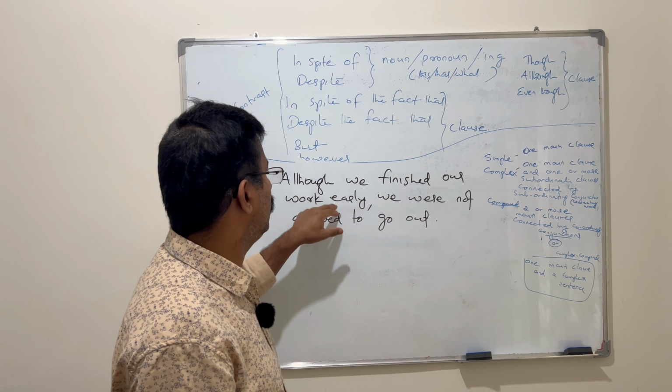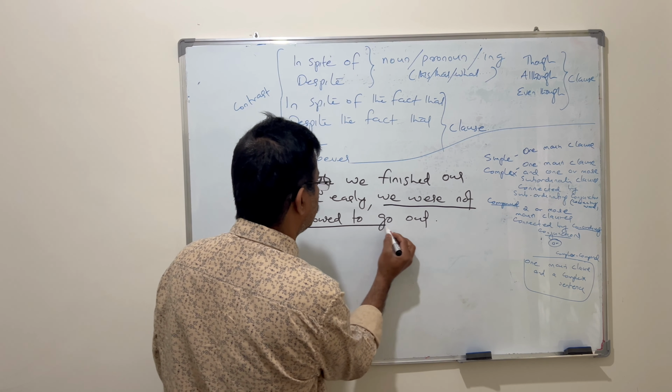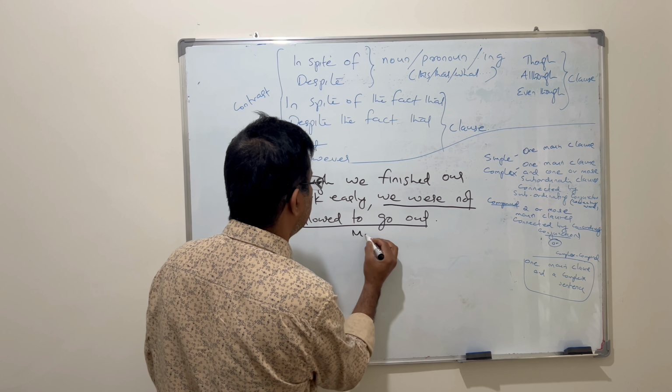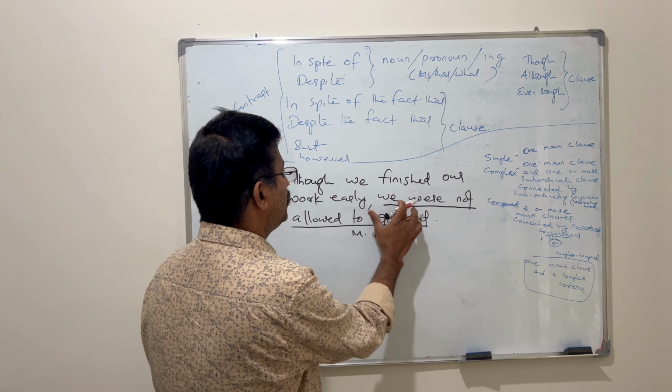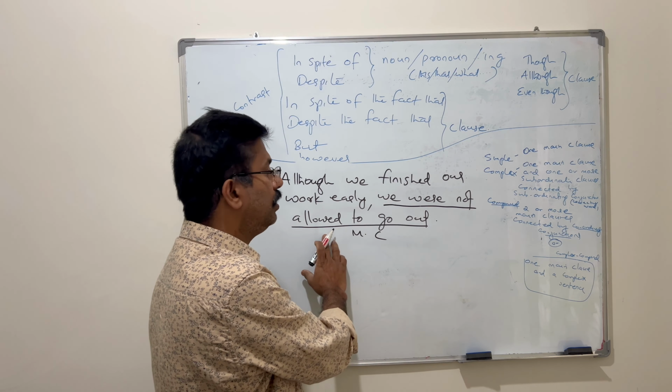Which one is the main clause? We were not allowed to go out is the main clause, because that can stand alone. We is the subject, were not allowed is the verb, which is passive voice. So this is the main clause. And what is the subordinate clause?